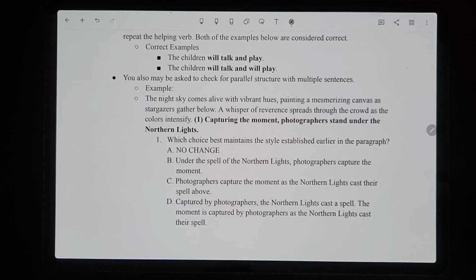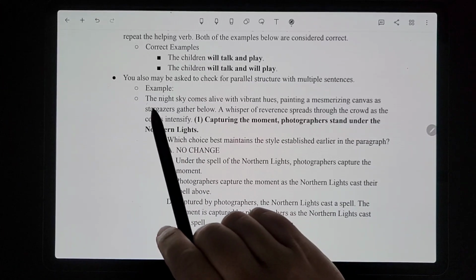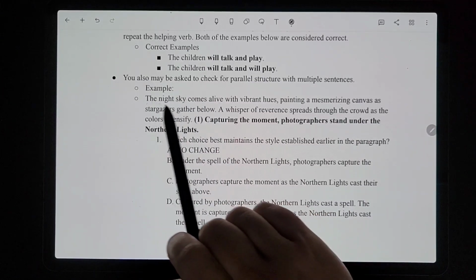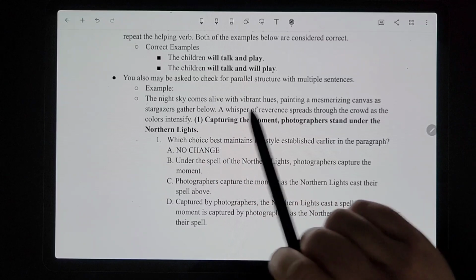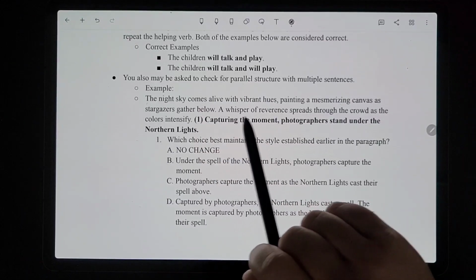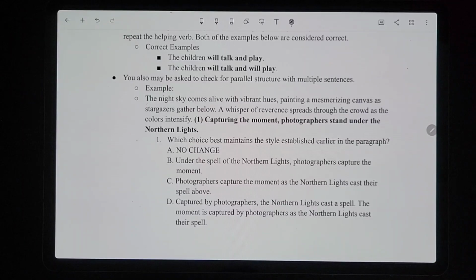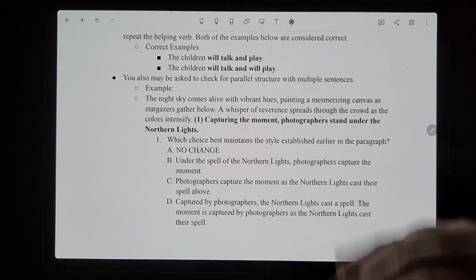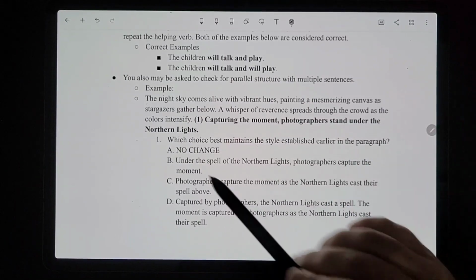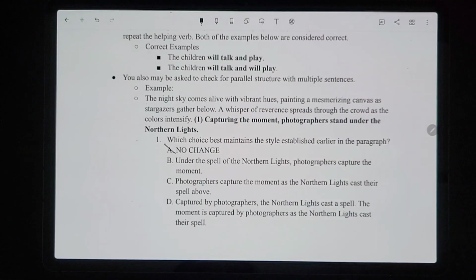So the style established earlier in the paragraph says the night sky comes alive. So it's a noun followed by a verb. And then the next sentence is a whisper of reverence, noun, followed by the verb spreads. So we want noun, verb. Here we're starting with a verb, which we don't want. That's not maintaining the style that's been established earlier in the paragraph. We want noun plus verb to start it off so that it matches. So it definitely is not going to be no change. So then let's look for noun followed by verb.